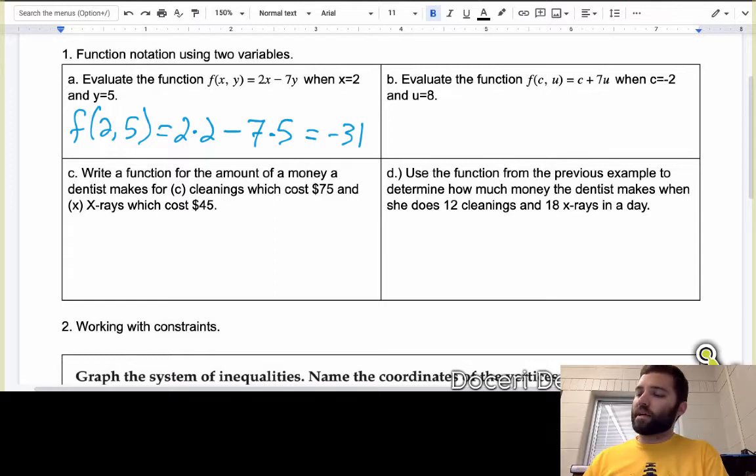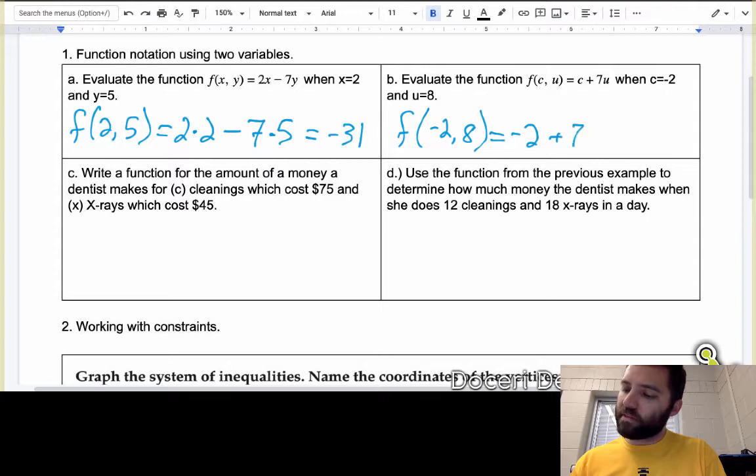Go ahead and try b on your own, and then I will show you how to do it. Pause it and try it, and I'll show you how to do it. All right, so hopefully you paused. Here we go. We want f of negative 2 comma 8. We will plug that in here. We will get negative 2 plus 7 times 8. That will give us 54.